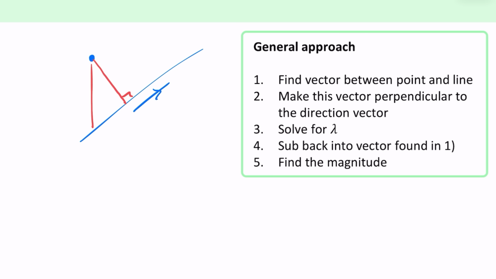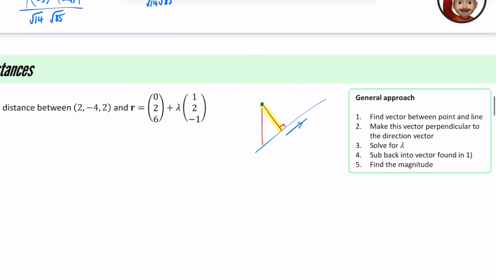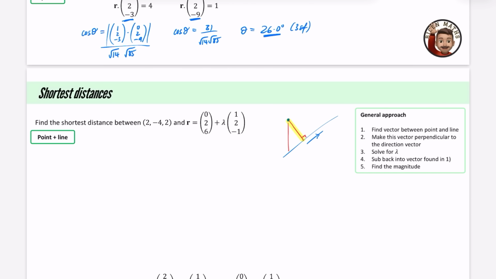We solve for lambda, we sub back into this vector that we found here in 1, and we find the magnitude of this line to find the distance, to find that actual shortest distance that we have. So this is ideally what we're looking for, the length of that red vector that we have got like this, okay? Again, if you've watched the videos, you should understand what all of this means. It's really just here as a bit of a refresher and a bit of a reminder for this.